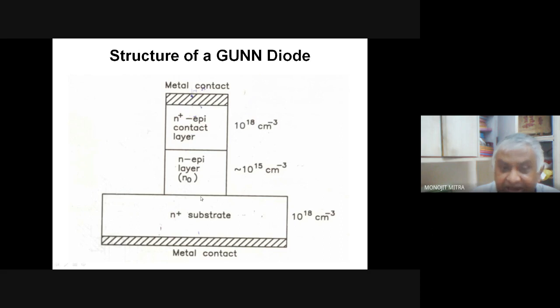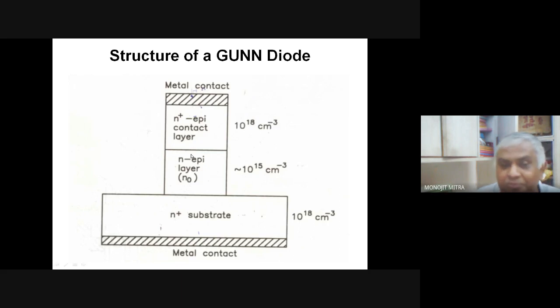Actually, the starting material is N plus. As I told you, plus means it is heavily doped, and the value of the carrier concentration is written on the right side, between 70 and 90, about 80. So over the N plus layer, an N layer is grown. This is called the grown layer.